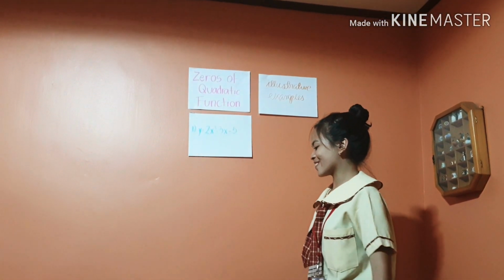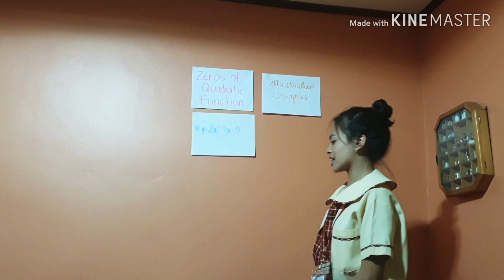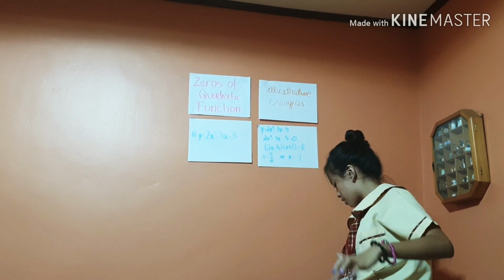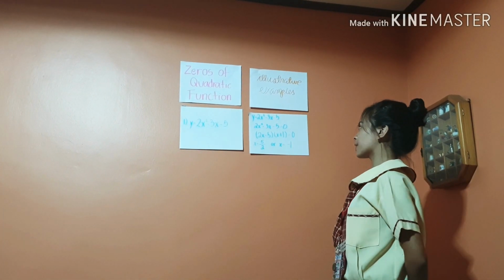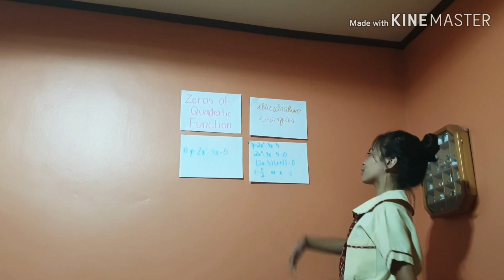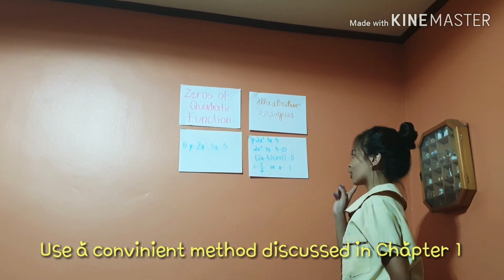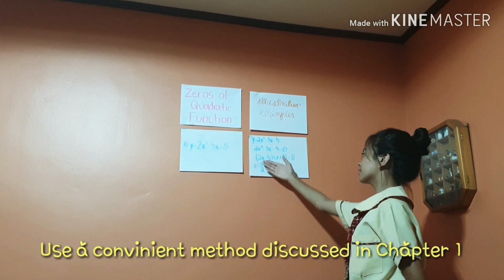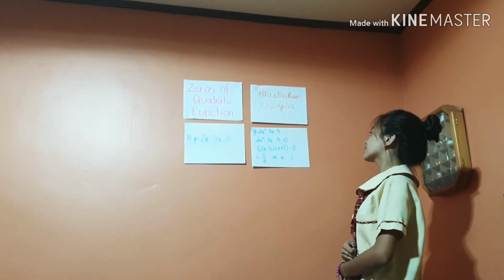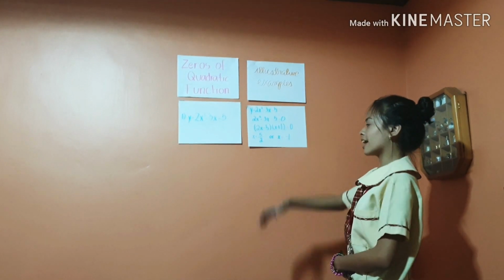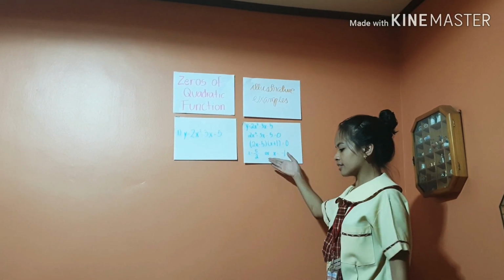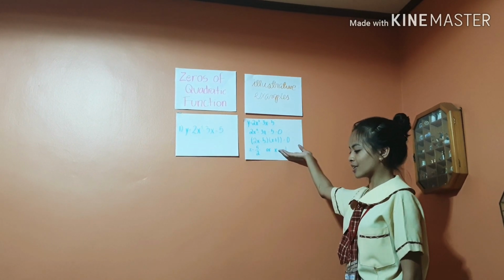The examples. Number one example is y equals 2x squared minus 3x minus 5. In y equals 2x squared minus 3x minus 5, replace y with 0. 2x squared minus 3x minus 5 equals 0. Then, use a convenient method. It comes out with quantity 2x minus 5 times quantity x plus 1 equals 0. Then, x equals 5 over 2 or x equals negative 1, and therefore, these are the zeros of the function.